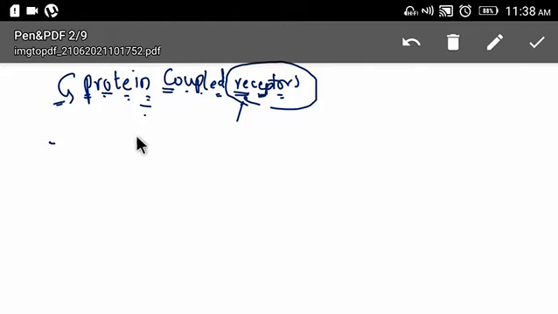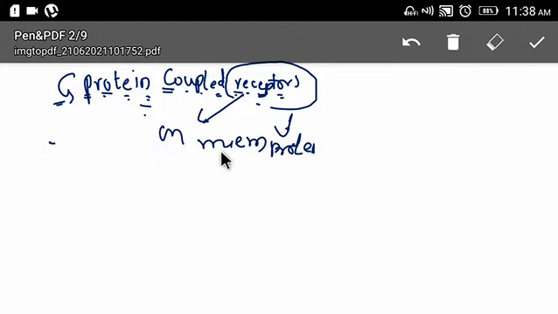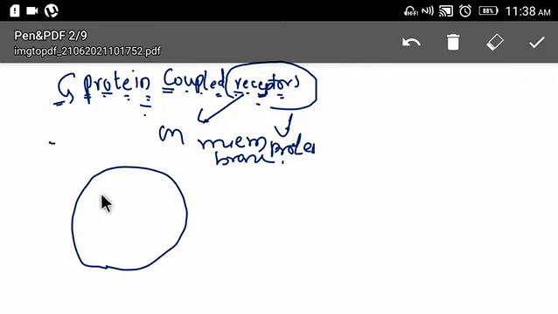Let us discuss G protein coupled receptors. As the name itself indicates, these are receptors like any other receptors. These receptors are proteins, and they are arranged on the cell membrane. Where are they present? They are present on the cell membrane. Suppose this is a cell, these are present over the cell membrane.